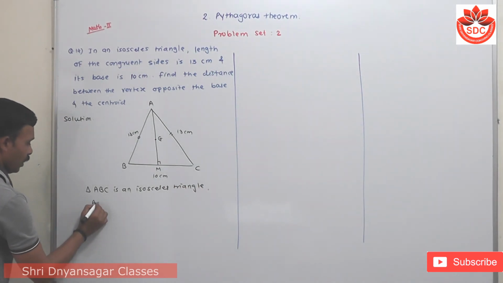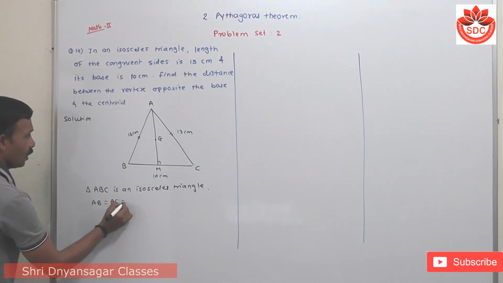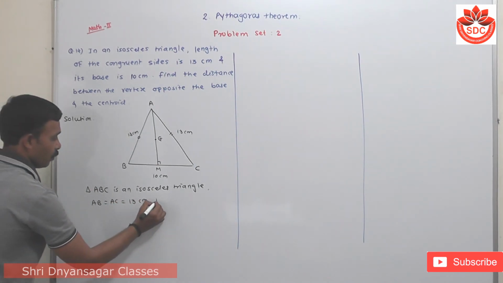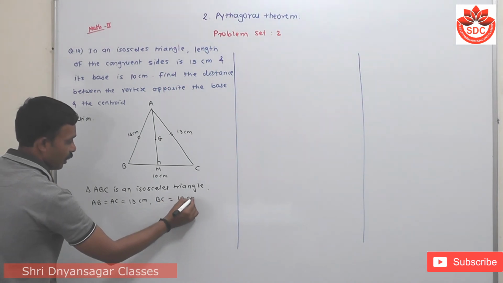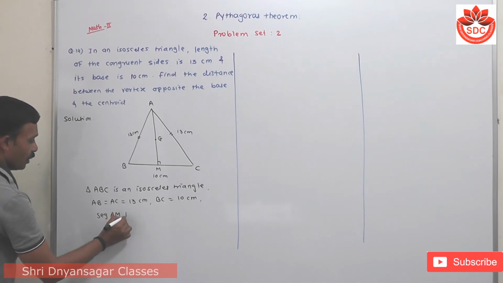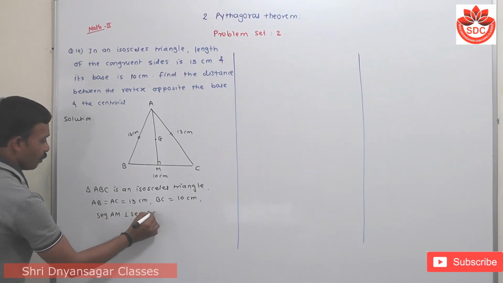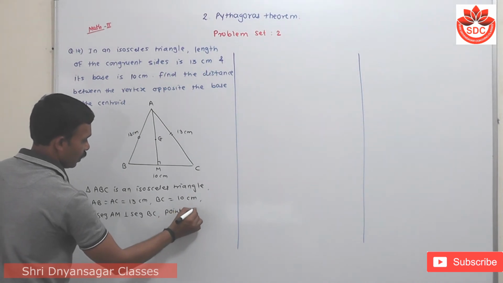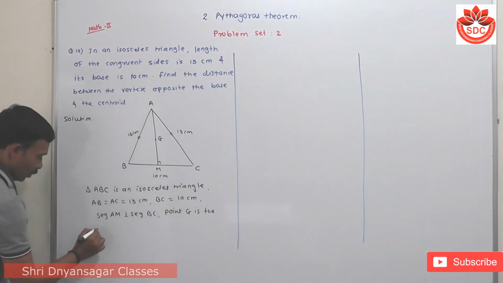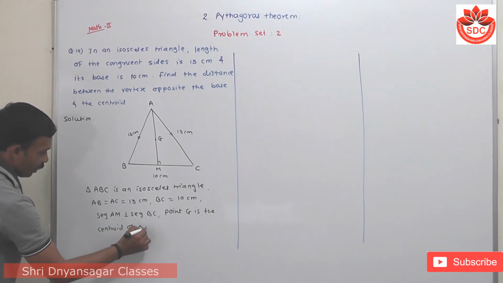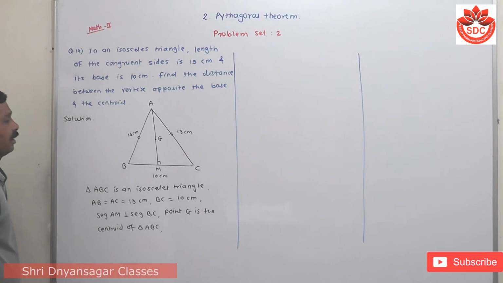Here AB is equal to AC is equal to 13 centimeter. Then BC is equal to 10 centimeter. Segment AM is perpendicular to segment BC. Point G is the centroid of triangle ABC. Then we have to find out these values here.